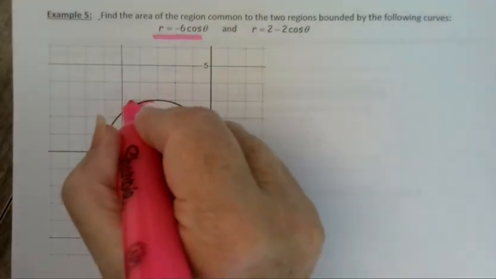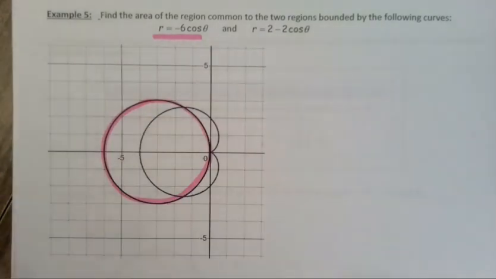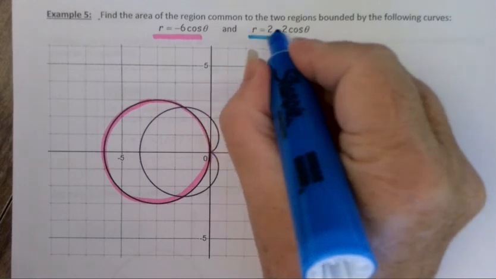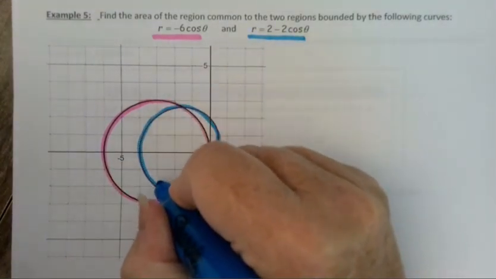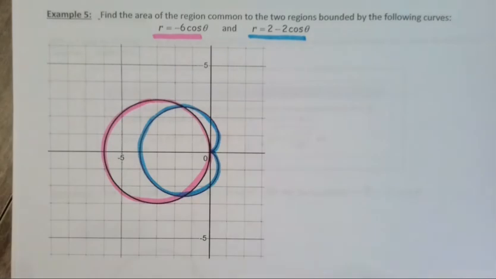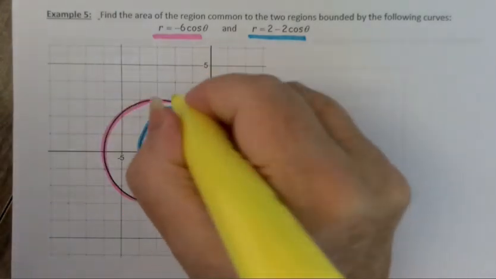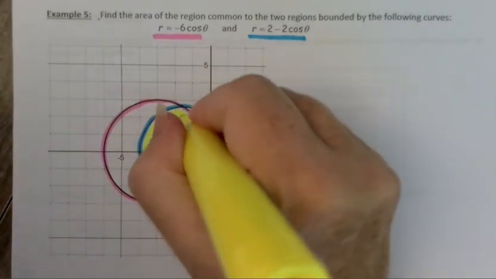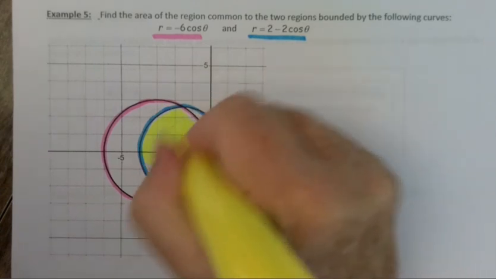So that's got to be this circle. And then the cardioid, r equals 2 minus 2 cosine theta. This is the cardioid right here. And this time, I specifically want the area common to both of them. So I'd be looking for the area of this sort of football-shaped region in here that's inside both curves.